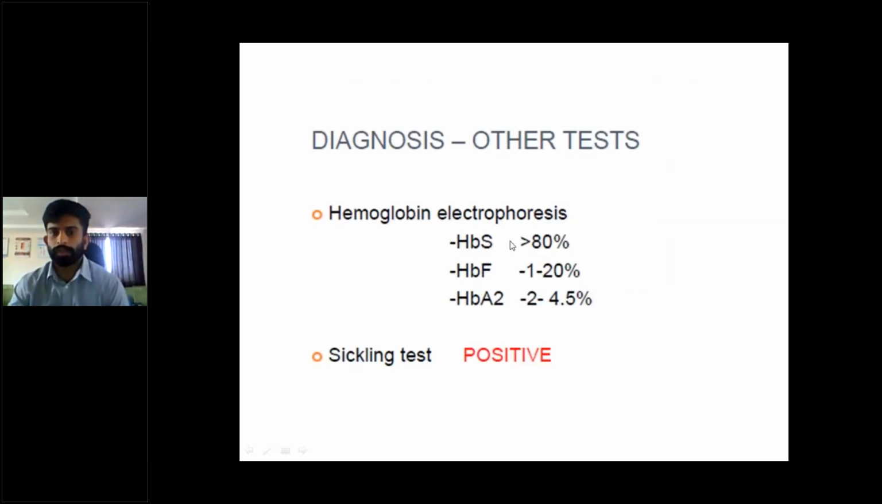using hemoglobin electrophoresis, where the HbS or sickle cell is greater than 80%. The hemoglobin F or fetal hemoglobin is 1 to 20%. And HbA2 should be 2 to 4.5%. This will be less than that. And the sickling test can be positive in these cases. So that is how you establish a diagnosis of sickle cell anemia.